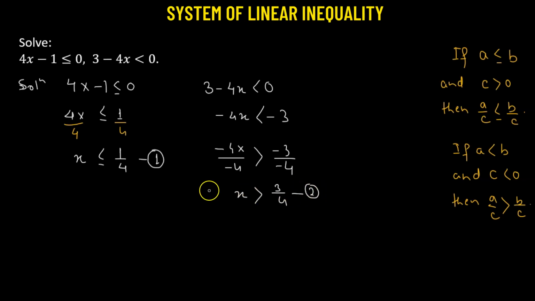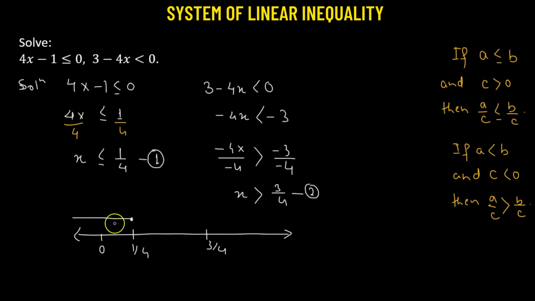Now we need to find a solution. That means find a value of x which satisfies both the inequalities. So for that we are going to consider a number line. On the number line we have 1 over 4 and 3 over 4. This is 0. So here for the first solution, that means number 1, we have to consider all the values of x that are less than or equal to 1 over 4. So that means we will consider x equals 1 over 4 and all the values of x less than 1 over 4. That means it's going to lie to the left of x equals 1 over 4 and extend all the way to negative infinity.